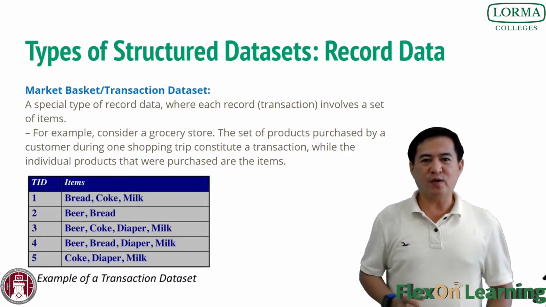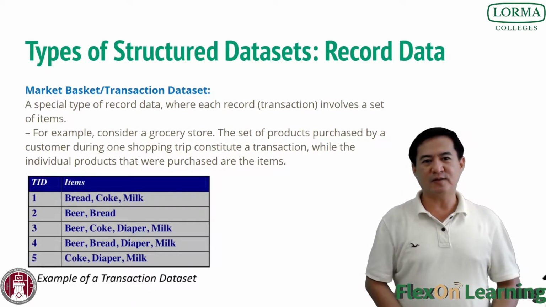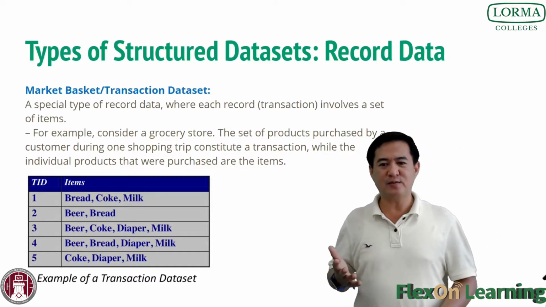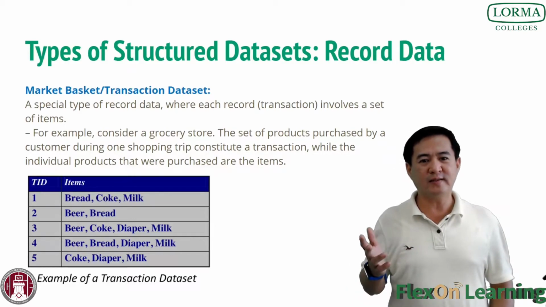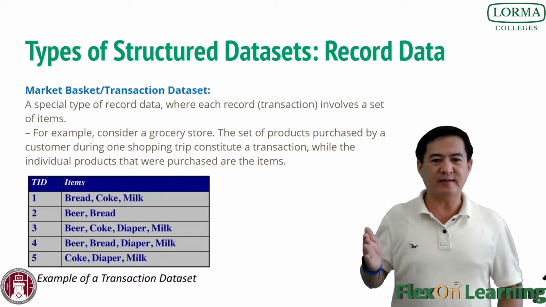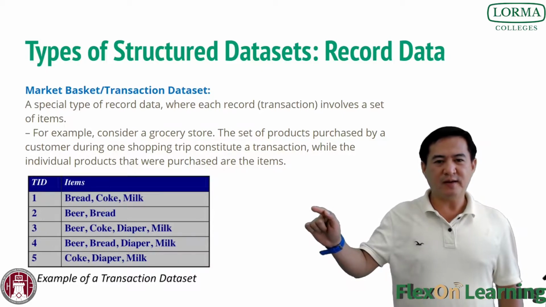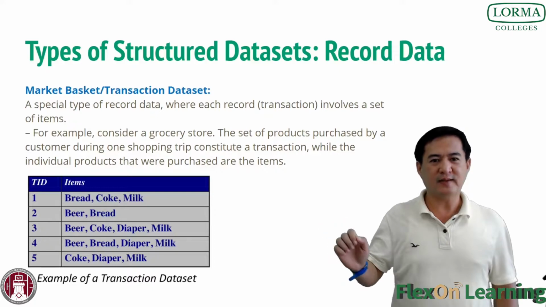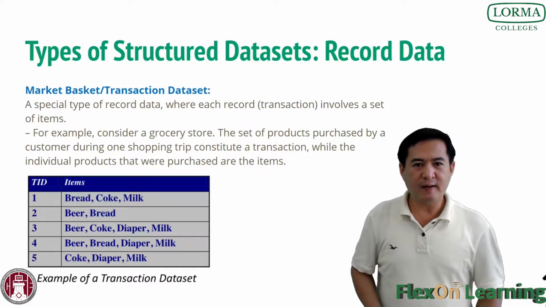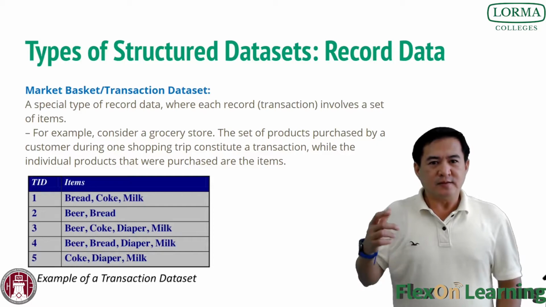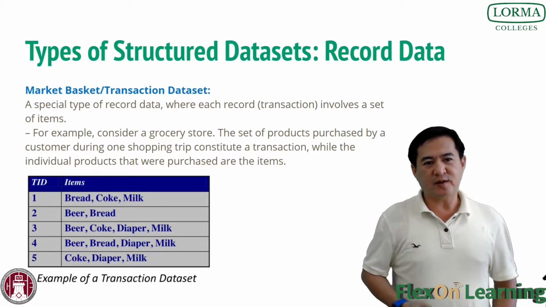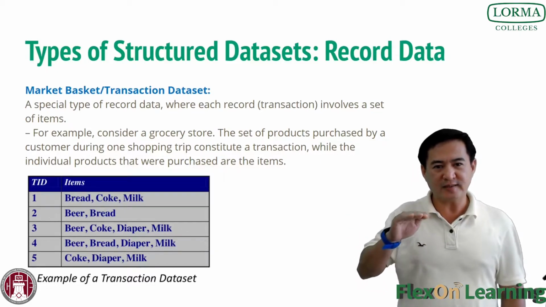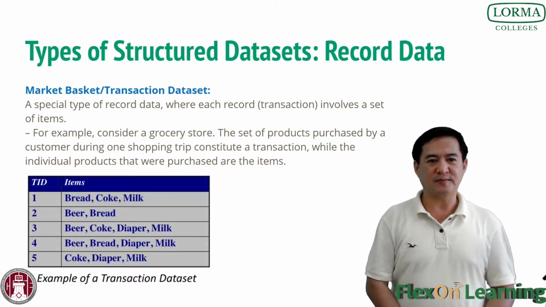Another is what we call a market basket or a transaction data set. The transaction data is where multiple items comprise one record entry. So for each record, you have either one entry, two entries, or more. Okay? So again, in this example, you have a grocery store. The set of products purchased by a customer during one shopping trip constitute that one single transaction.